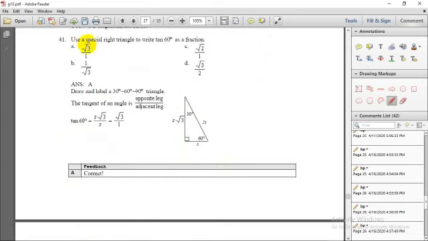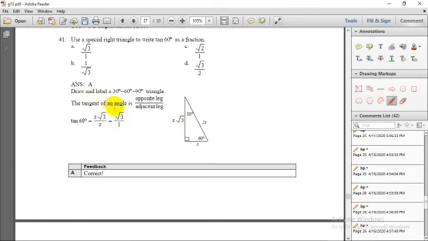Use the special right triangle to write tan 60 degree as a fraction. We're going to draw a 30, 60, 90 triangle, okay? And remember the rule which tells me that the hypotenuse is 2s and the side which is opposite to the 30 degree is s and the side which is opposite to 60 degree is s square root 3.